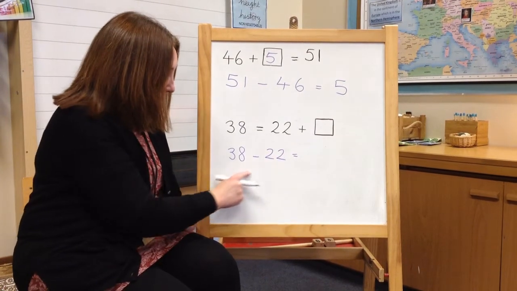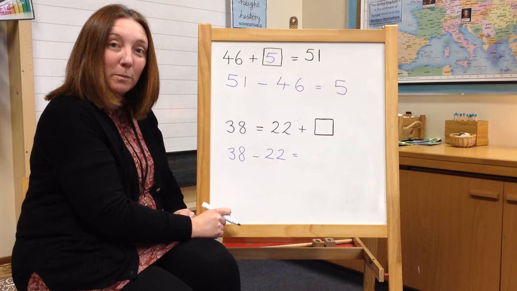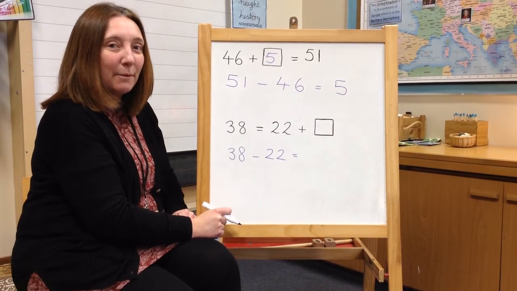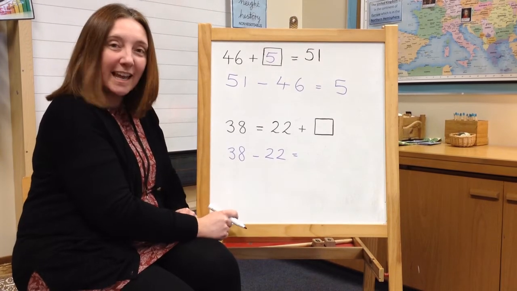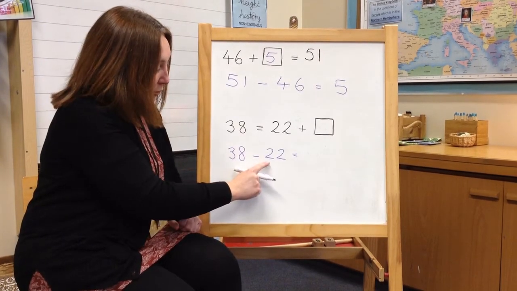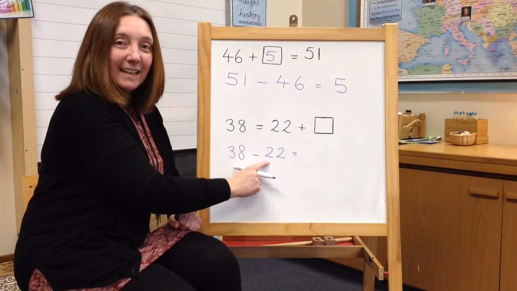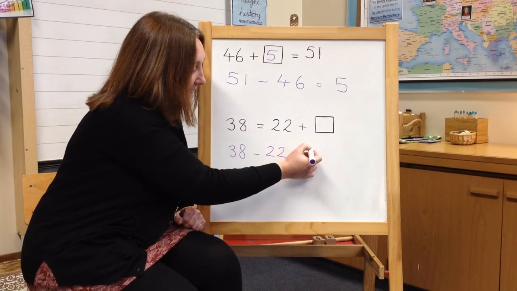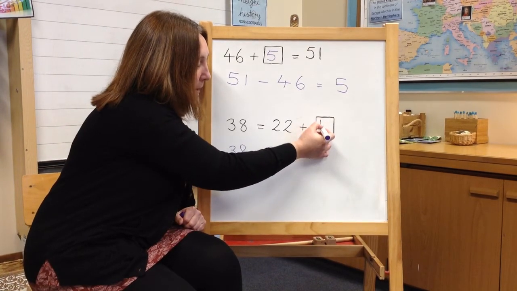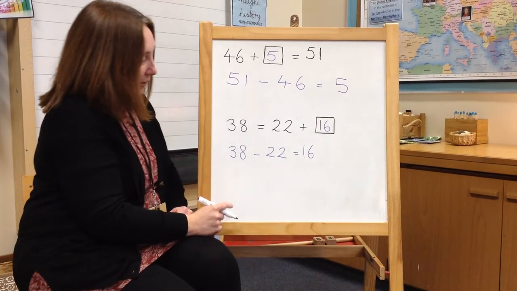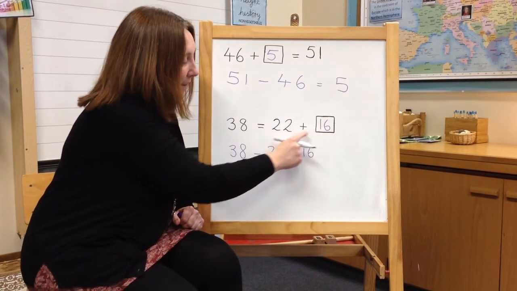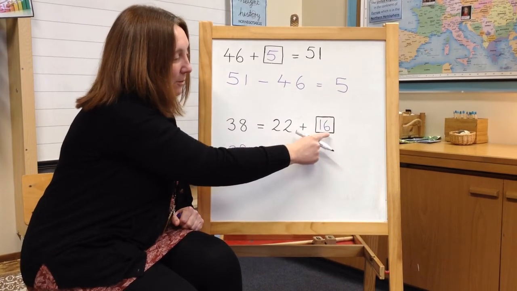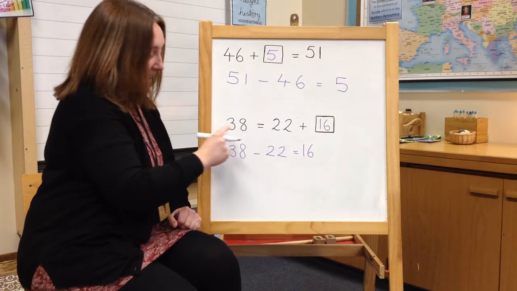Let's have a look at our calculation and see which mental method will be the best to use. I think this time we're just going to count back. Pop 38 in our head, subtract 20, which would be 18, subtract 2, and that will give us a difference of 16. Let's pop 16 into the box, and we can check now by doing the addition. 22 add 10 is 32, add 6 is 38.